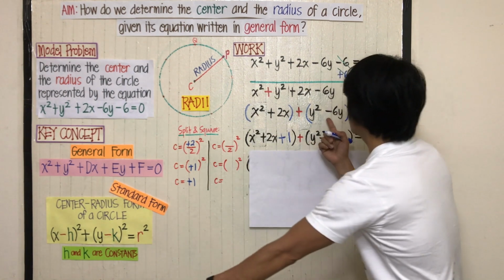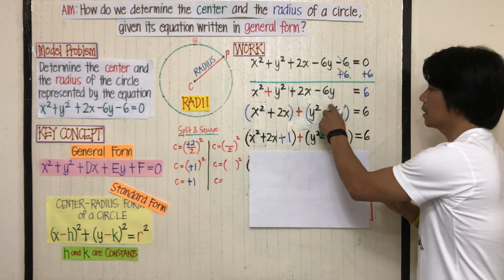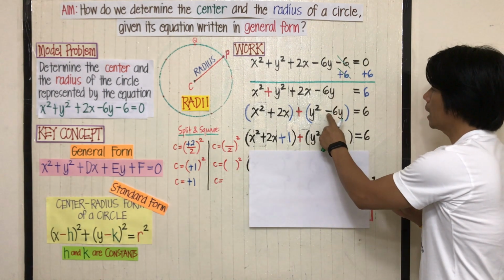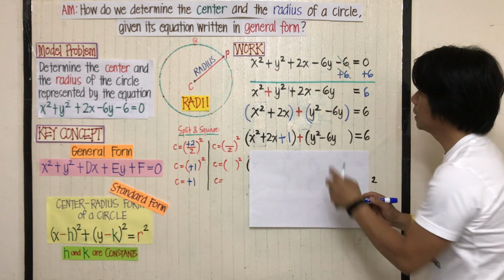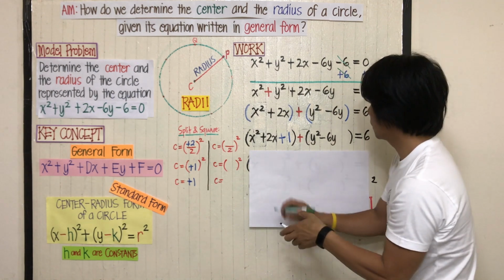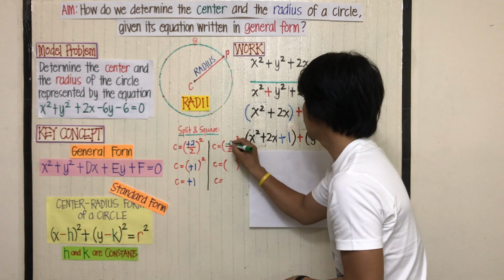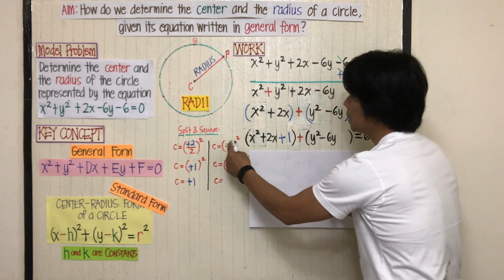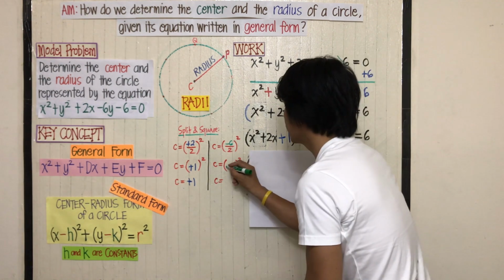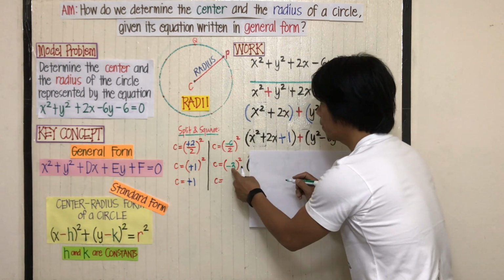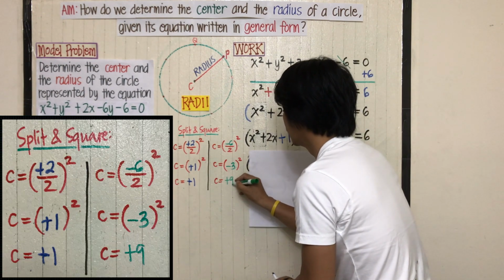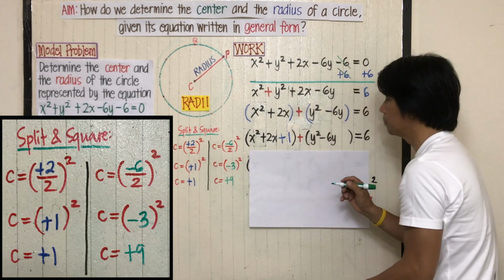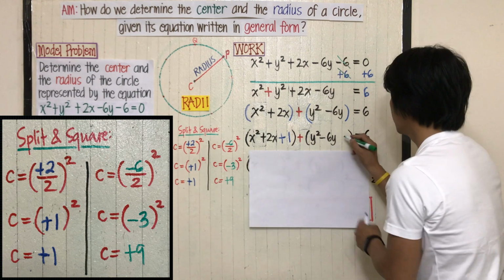How about the y terms? Now the linear coefficient here is negative 6. Right? So what do we do with that? Let's use green. Negative 6 right here. You divide it by 2, which is negative 3. And then you square it, positive 9. What do you do with this additive constant? You add it here.